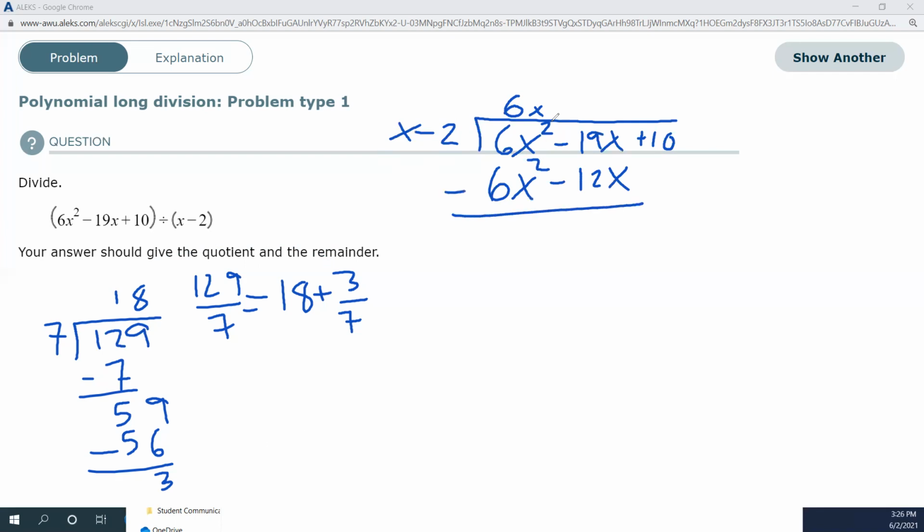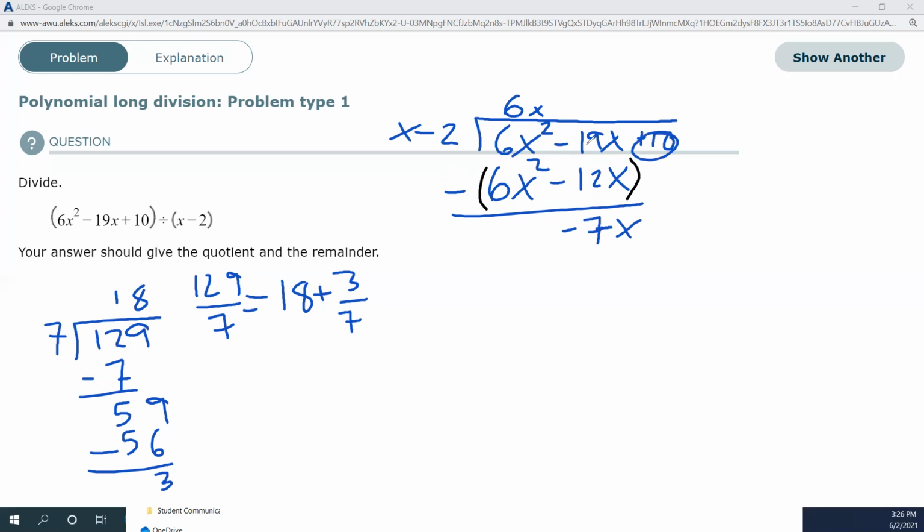All right, and then I subtract, of course, but I subtract away the entire thing. And I like to put in those parentheses to remind me of that. So I get 6x squared minus 6x squared is 0. Okay, just like it's supposed to be. Then I get negative 19x minus negative 12x. Well, that minus a minus becomes plus, doesn't it? So it becomes negative 19x plus 12x, which is negative 7x. So you really have to watch those subtractions on this.